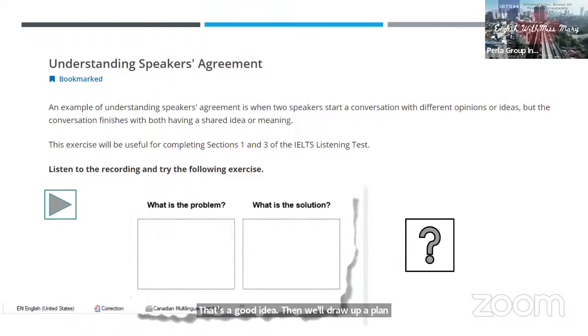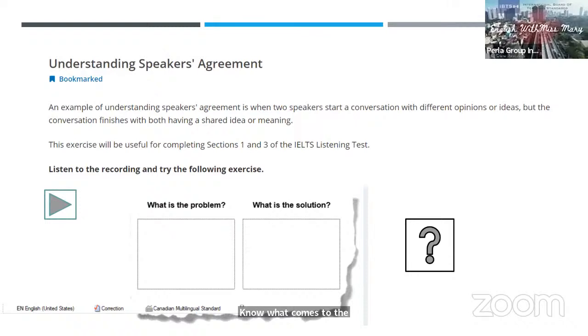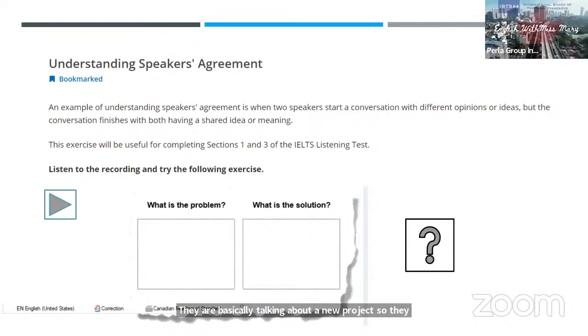Okay, now when it comes to the problem here, they are basically talking about a new project. So they want to start making a new project. The solution is that they will review the lectures before making the plan, because he missed the lecture. Okay, so the problem and the solution is important also in conversations, section 1 and section 3.